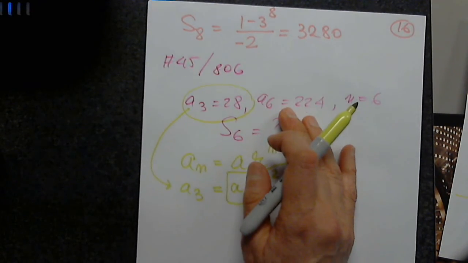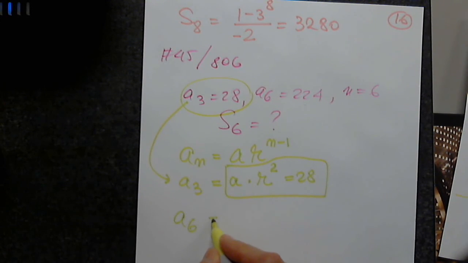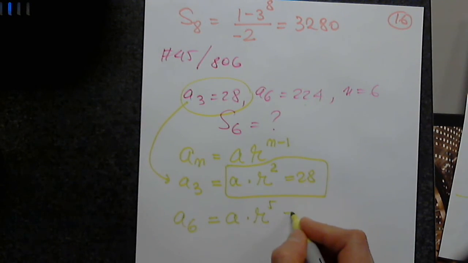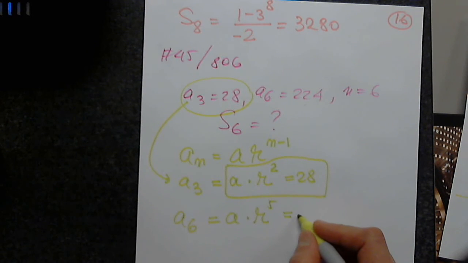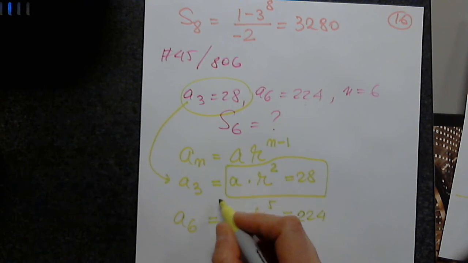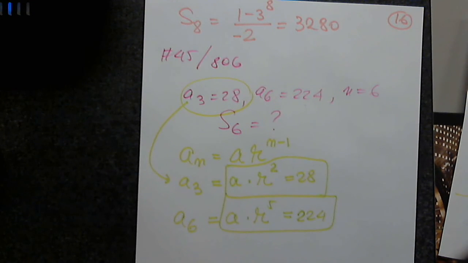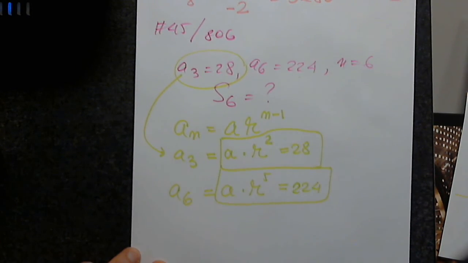Now please give me the information hidden in A6. You will say A, you will say r to the 5th, very good, and then you will equate this to 224. And this is the second equation that we need. We have a system now with two equations in two variables. One variable is a, and the other variable is r. So here's what I would recommend. We can divide them.